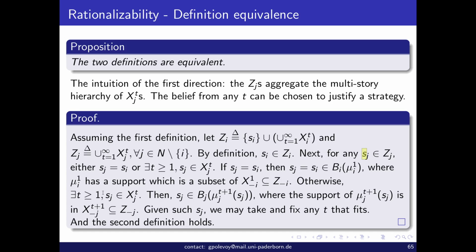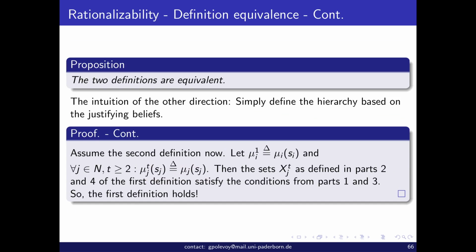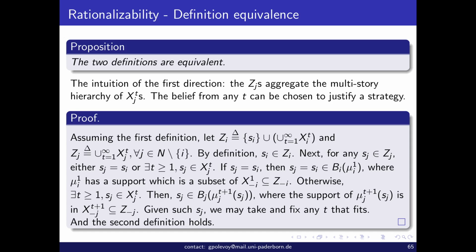Now Sj is either this Si or it belongs to the Xjt for some depth t. If it's Si, then we assume the first definition, that Si is the best response to mu i1, so there is a mu such that Si is the best response. This mu i1 has support which is a subset of X minus i1, which by the definition of Z is a subset of those Z. So we have a belief which we need, which has support in one of those Z, everything is fine.